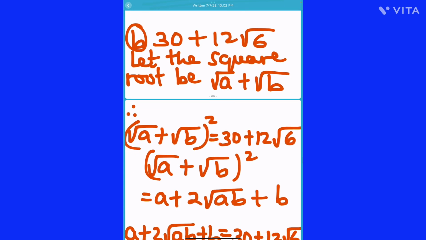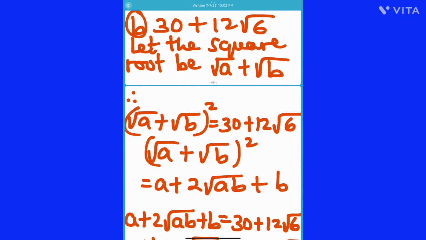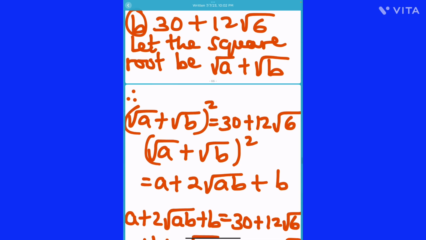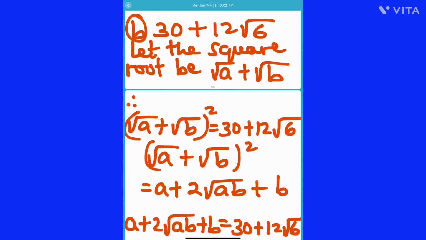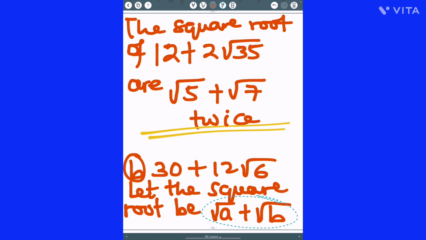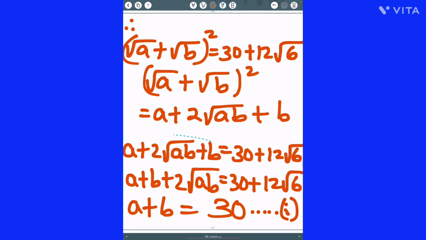I don't think I need to repeat myself too much on B. Question B is the same thing: 30 plus 12 root 6. Let the square root be root A plus root B. Expand. Get this expression. Equate rational part to rational part, irrational part to irrational part.